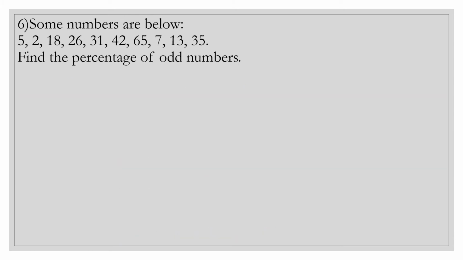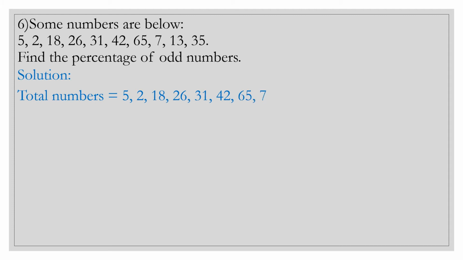The next is question number 6. Some numbers are below. Find the percentage of odd numbers. Let's recall odd numbers. Odd numbers are those numbers which are not multiples of 2. So first, write down total numbers is equal to 5, 2, 18, 26, 31, 42, 65, 7, 13 and 35. And if we count all these numbers, the total is 10. So write down total numbers is equal to 10.